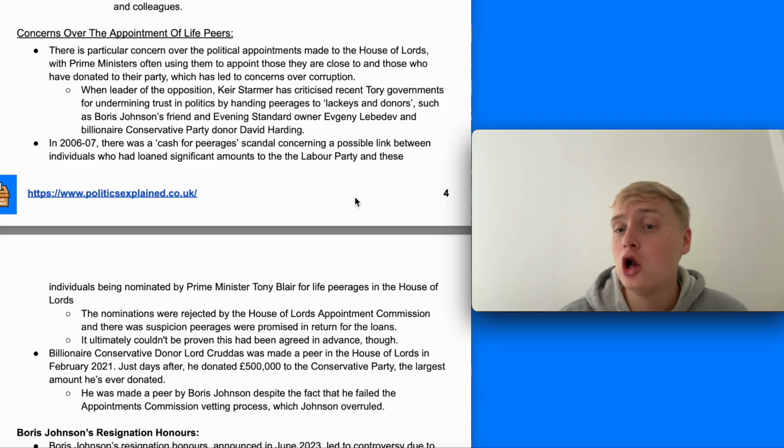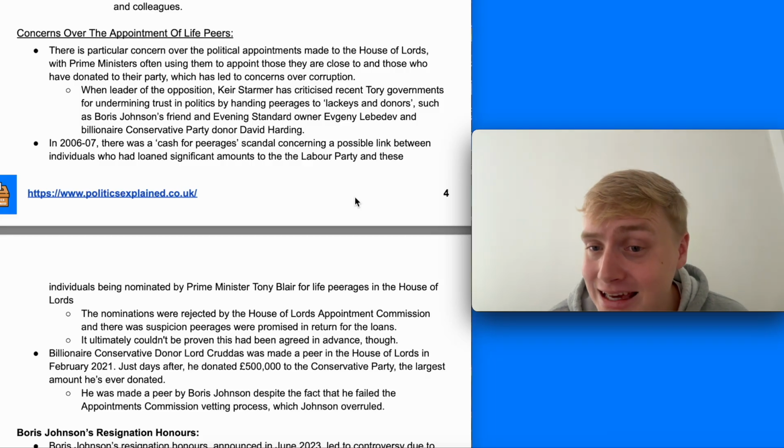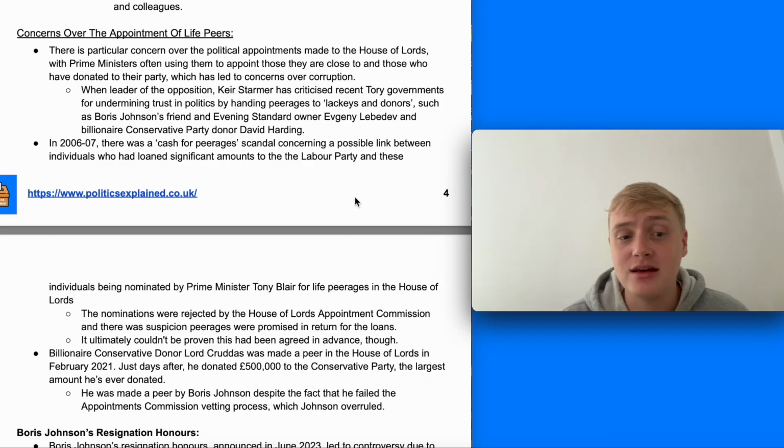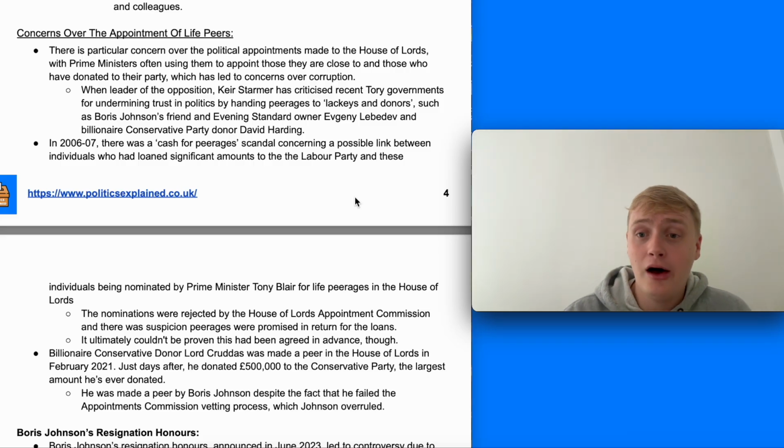There have also been a lot of instances where significant party donors are made members of the House of Lords. For example, Lord Ali is a really good example of this, who was involved in a significant scandal last summer.